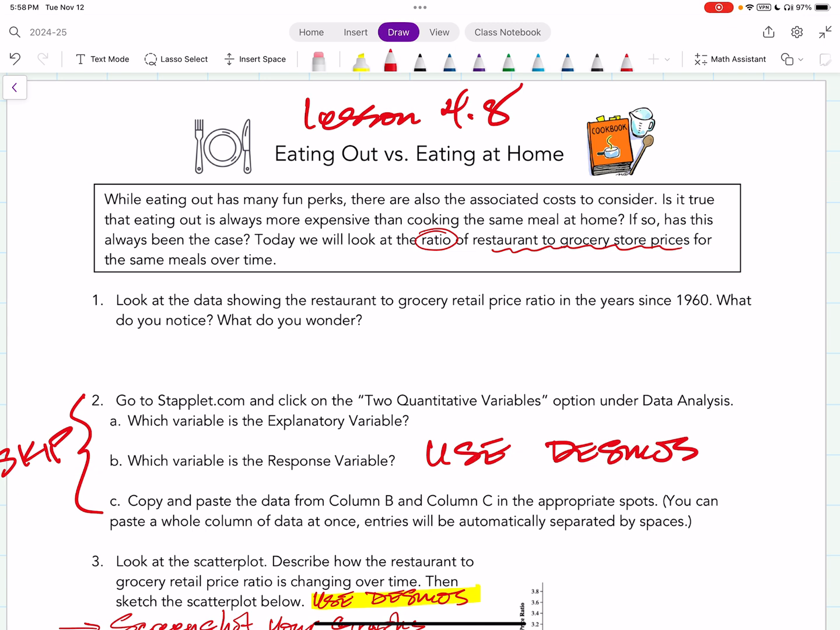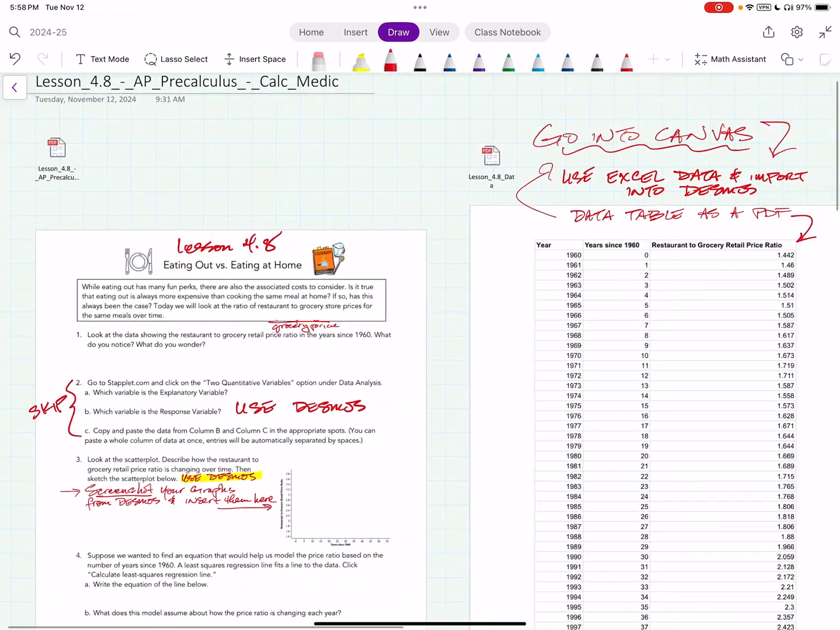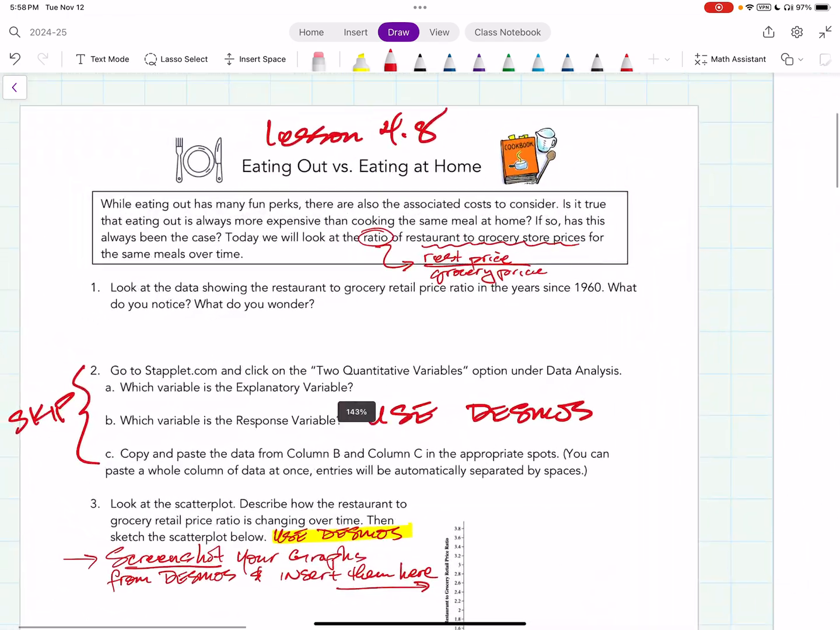Now when it says the ratio of restaurant to grocery store price, we're talking about this right here. We're talking about the restaurant price compared to the grocery store price, what you have to pay at the grocery store if you made it at home. So this is called a ratio, a comparison of two different things. And what we're going to do is take a look at some ratios. They have some ratios over here in the data table. I'm talking about this data table here.